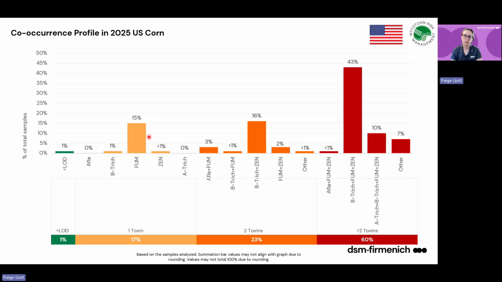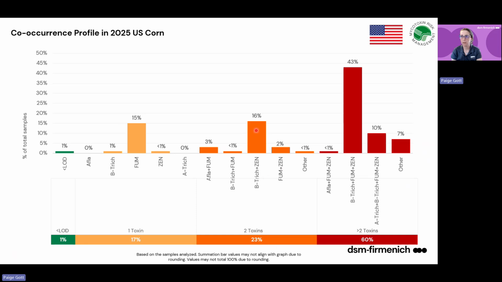And within that, fumonisins occurred most frequently. 15% of our data set are positive for fumonisins alone. When we look at our co-occurrence, have that split out into the orange bars representing samples positive for 2 toxins, and then the red bars represent samples that are positive for more than 2 types of mycotoxins. That breakdown, so it was 83% overall that have more than one type of mycotoxin. When you split that out, 23% of samples are positive for 2 mycotoxins, and 60% of the total data set are positive for more than 2 types of mycotoxins.